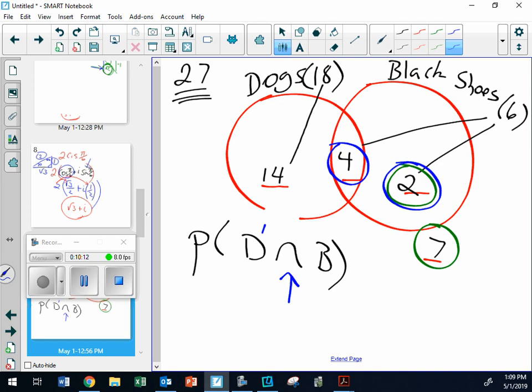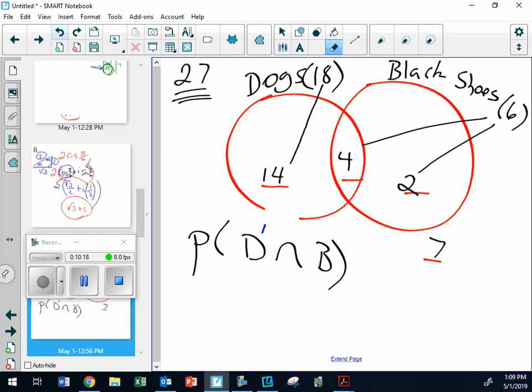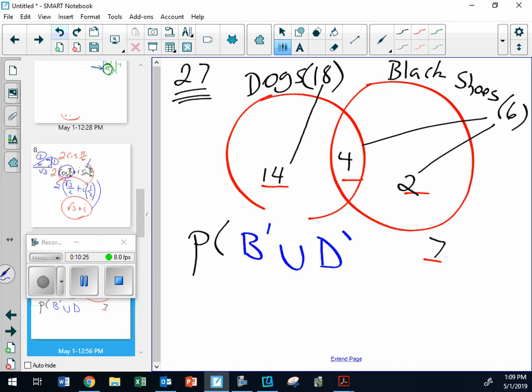Okay. Now here's where it gets much rougher. I'm going to change it to union. I'm going to say black shoes not, union, dog, bud. Pause for a second. Let me give that a try.